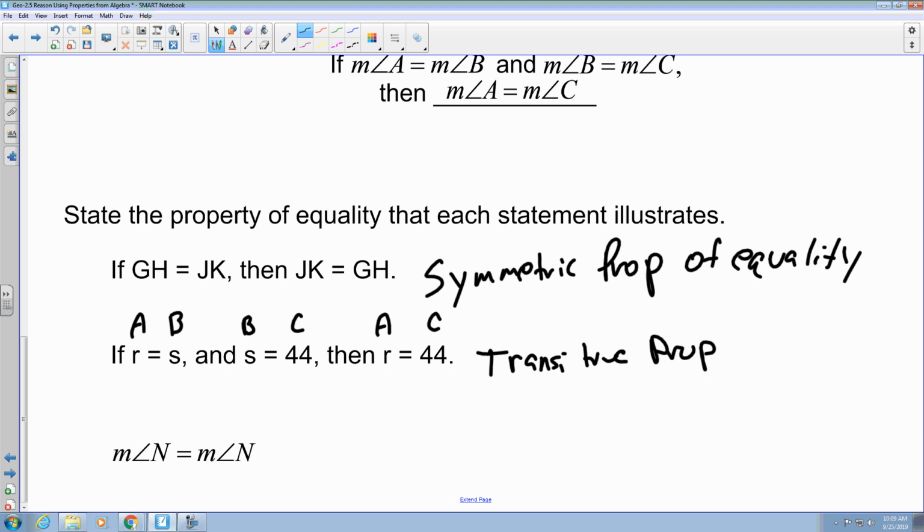And then the measurement of angle N equals the measurement of angle N, hence the same thing. This is the reflexive property. Okay.